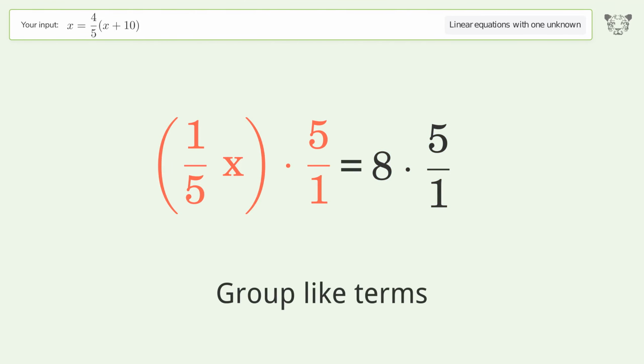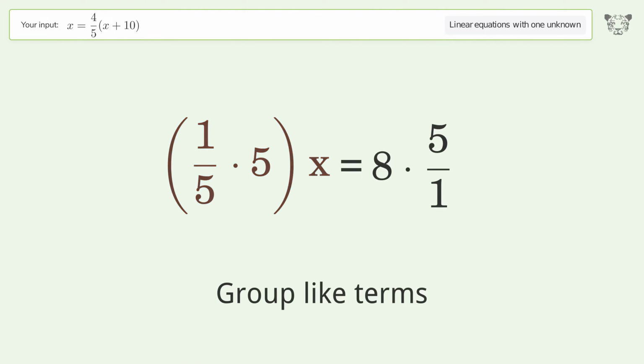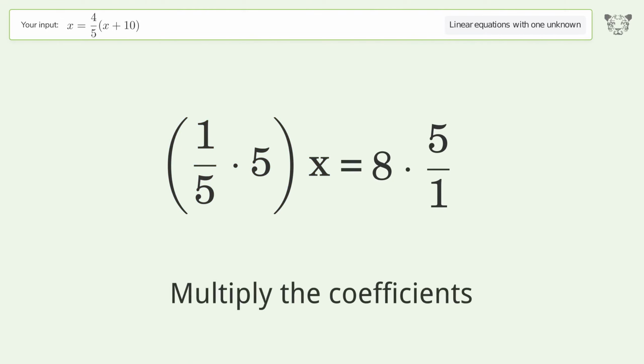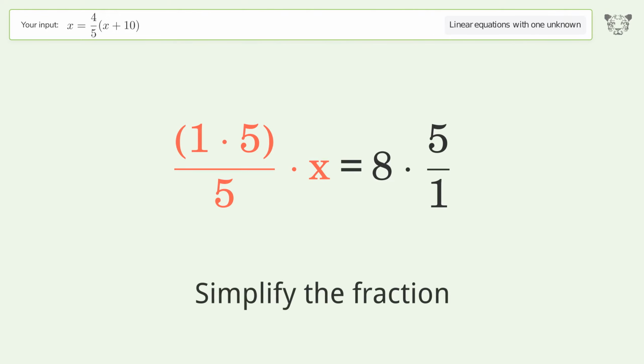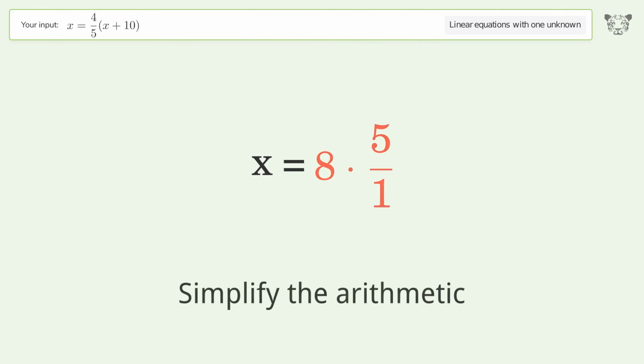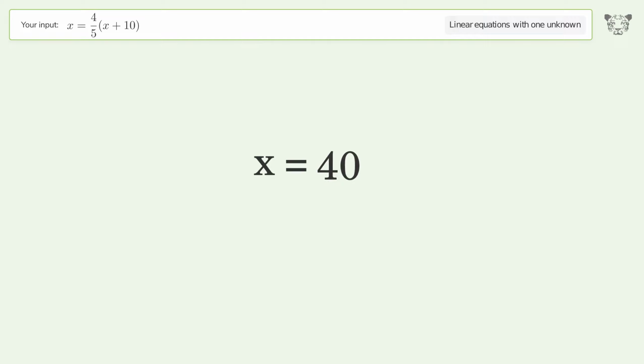Group like terms. Multiply the coefficients. Simplify the fraction. Simplify the arithmetic. And so the final result is x equals 40.